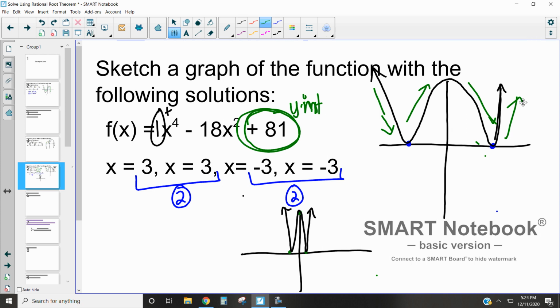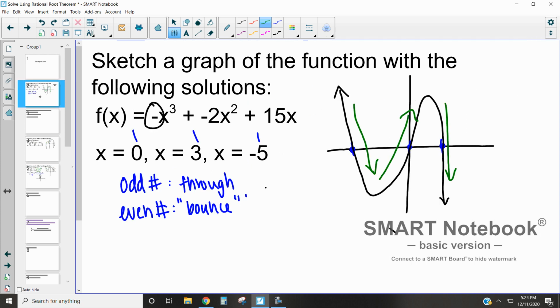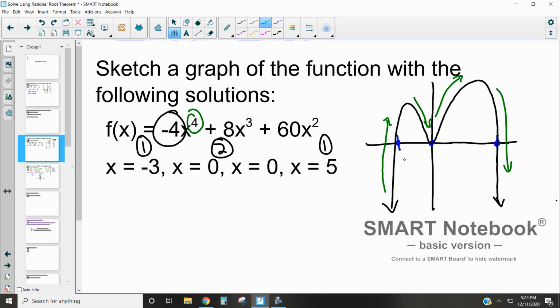So if we're given those solutions, or sometimes they're called zeros, we can use them depending on their multiplicity to figure that out. And again, with our multiplicity, if we have an odd number, we're going to cut through. If we have an even number, we're going to bounce. So again, this one had some odd ones and some even ones.